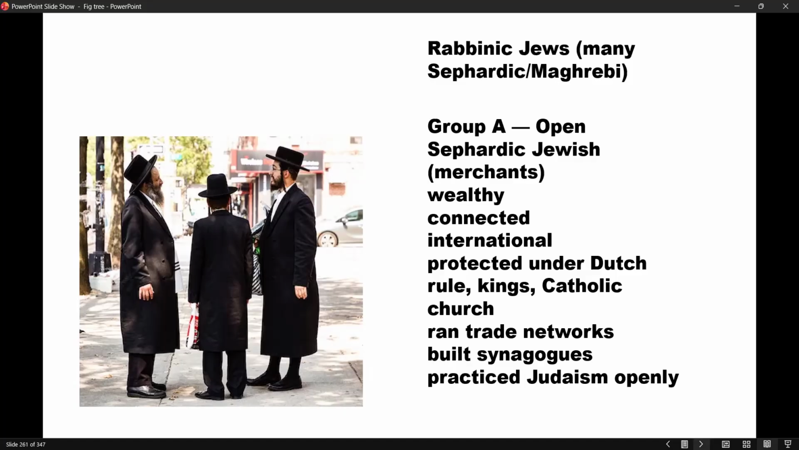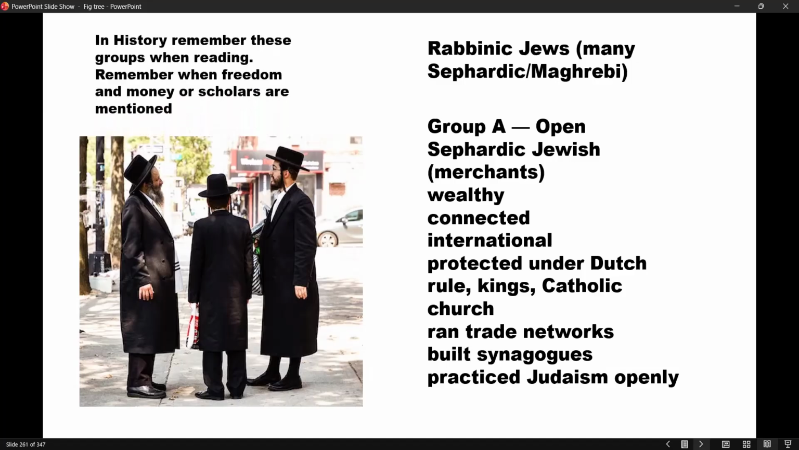Practice Judaism openly, right? Because they didn't have to. Well, you had Yahudi, or you had the people that were Israel. They made them convert, burned them at the stake, hung them, snatched them away from their families if they did not convert to Christianity. They didn't do that to these people because they were the money people. In history, remember these groups when reading. Remember when freedom and money or scholars are mentioned, it's talking about these people right here.